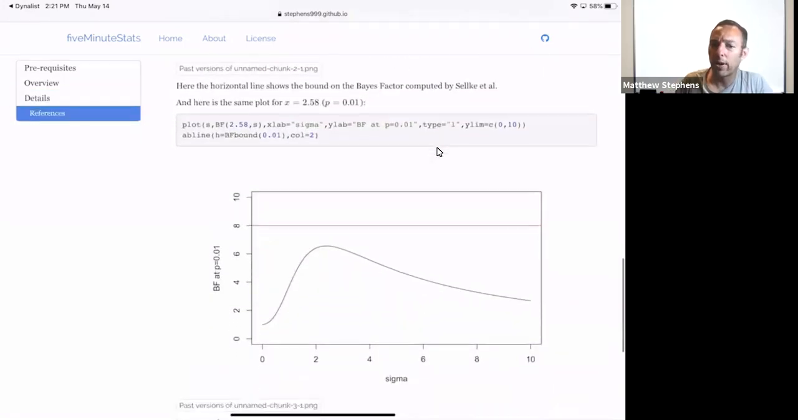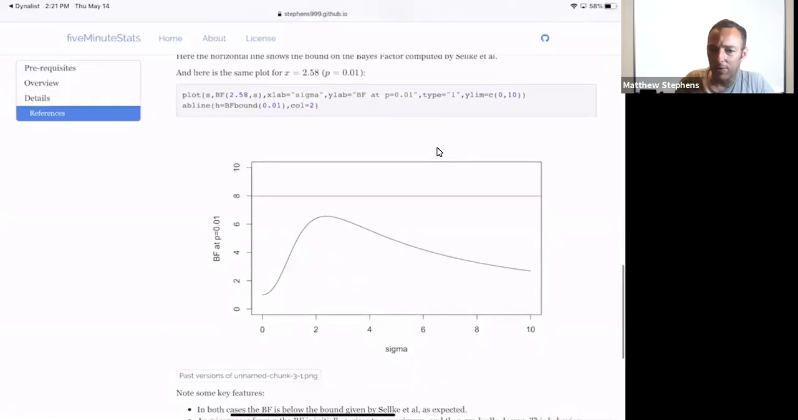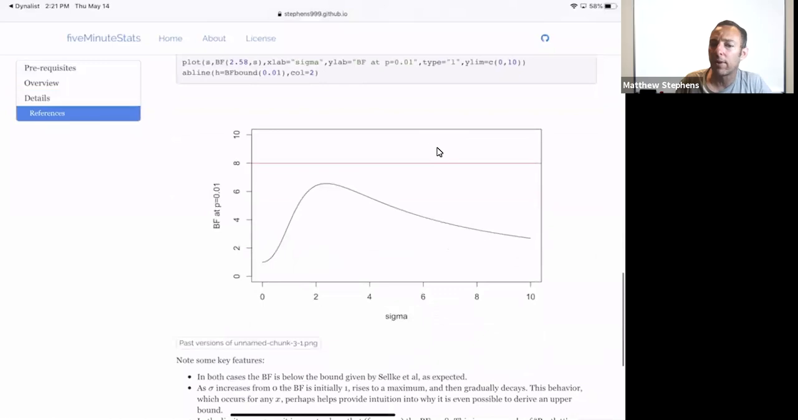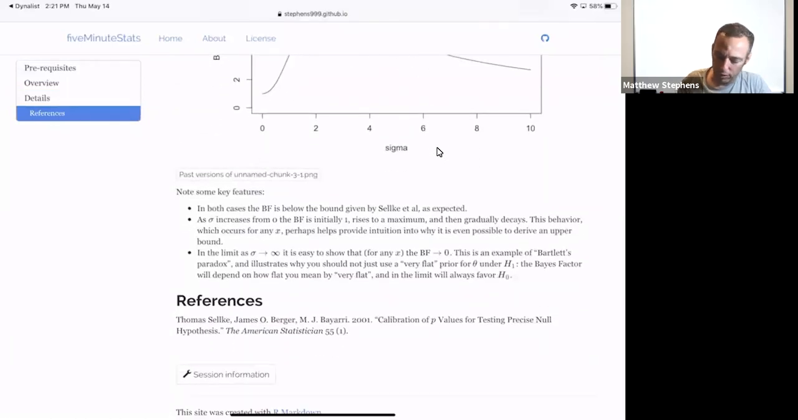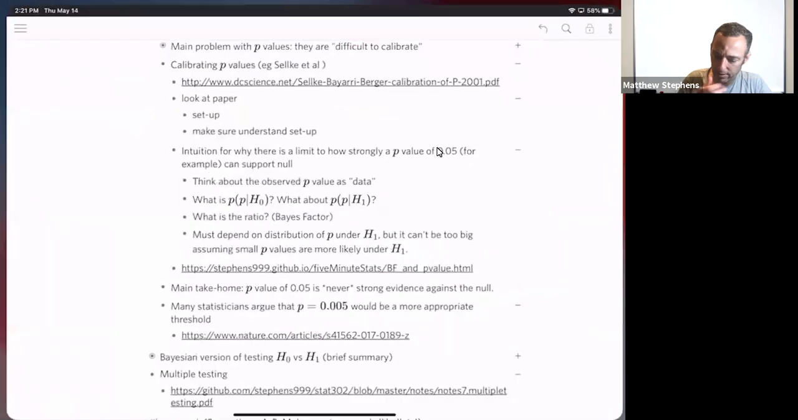And if you look at 0.01, you can see a similar idea. This is a p-value of 0.01. Actually, for any given p-value, this kind of behavior is going to happen. Okay, so I hope that's clear.